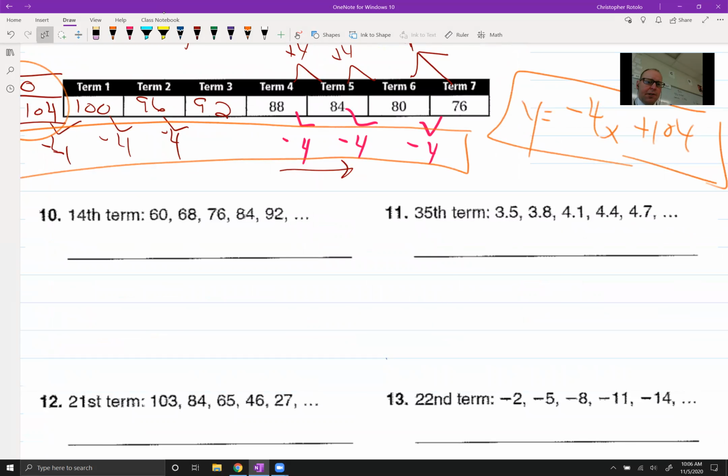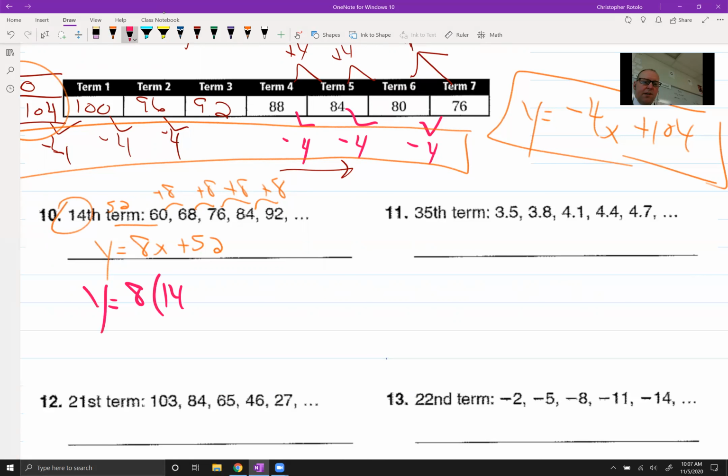All right, so what's going on here? +8, +8, +8, +8. So what's my equation so far? y equals 8x. Okay, so this is term 1, so what would be before it? What would be before it is 52, so plus 52. So we're going to build up these equations, and now it's saying, what's the 14th term? Okay, y equals 8 times 14 plus 52.